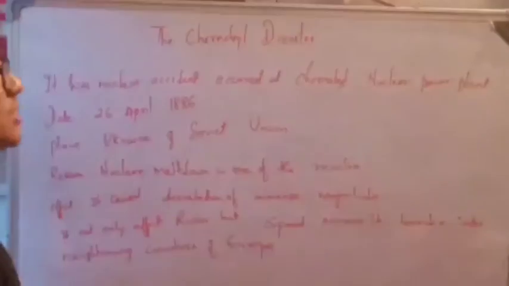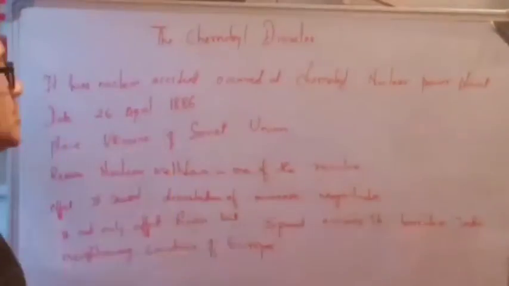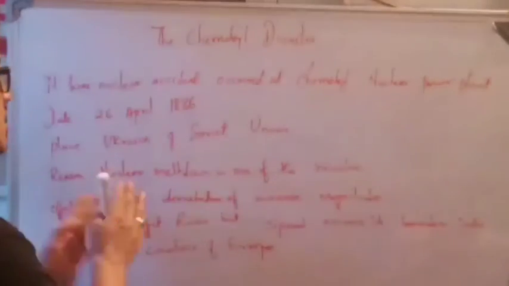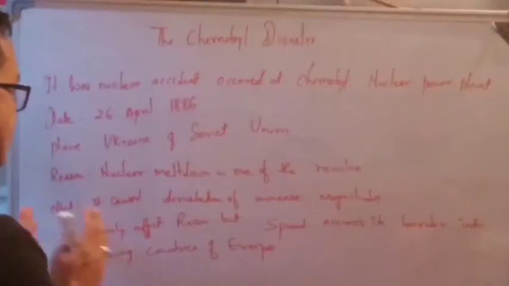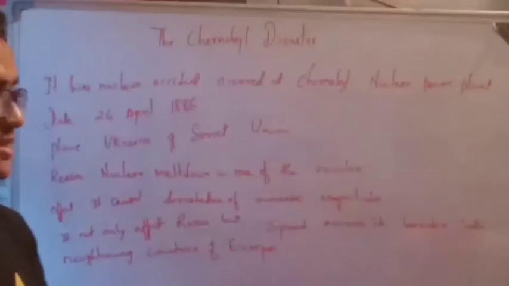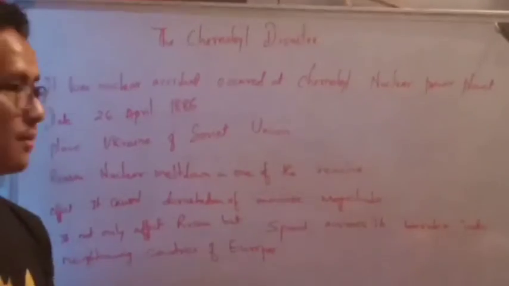It occurred at the Chernobyl nuclear power plant, date 26 April 1886, place Ukraine of the Soviet Union. Reason: nuclear meltdown in one of the reactors. Effect: it caused devastation of immense magnitude. It not only affected Russia but also spread across its border into neighboring countries of Europe.